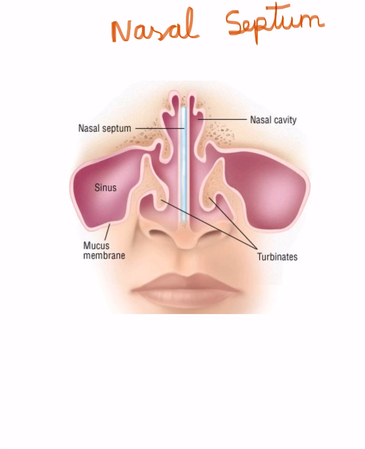The nasal septum is divided into three parts. First is columnar nasal septum, second is a membranous nasal septum, third is the nasal septum proper. Let's see each of these. Imagine this as a nasal septum. The first part is the columnar nasal septum.